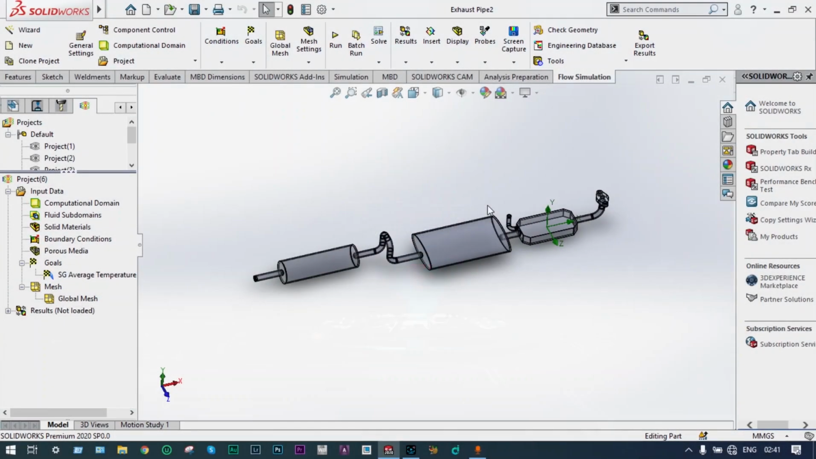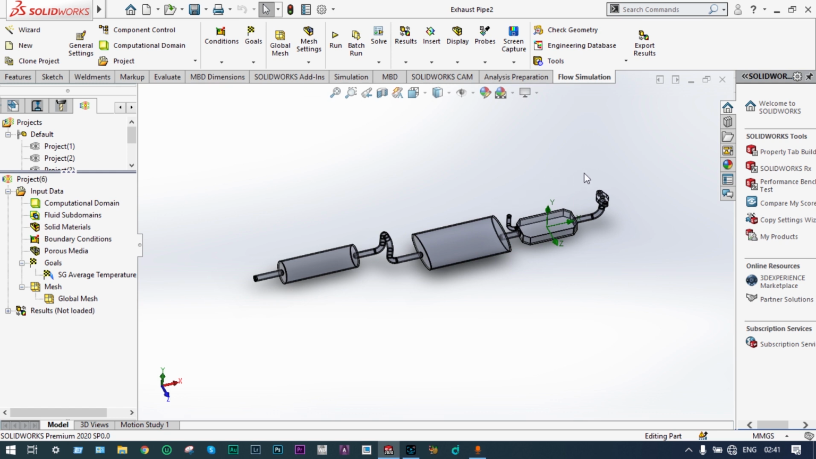Let's get started. Hello friends, today I'll explain parametric study and optimization of an exhaust gas system of a petrol engine, and this will be done using SolidWorks Flow Simulation. The analysis part of this has already been explained in another video. Today in this video I'll explain mainly the parametric study and its optimization.